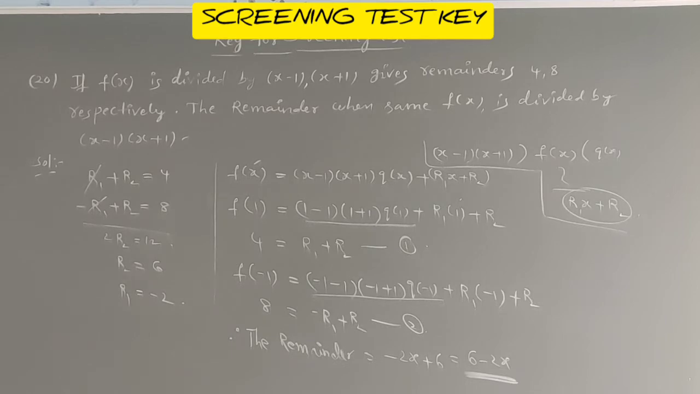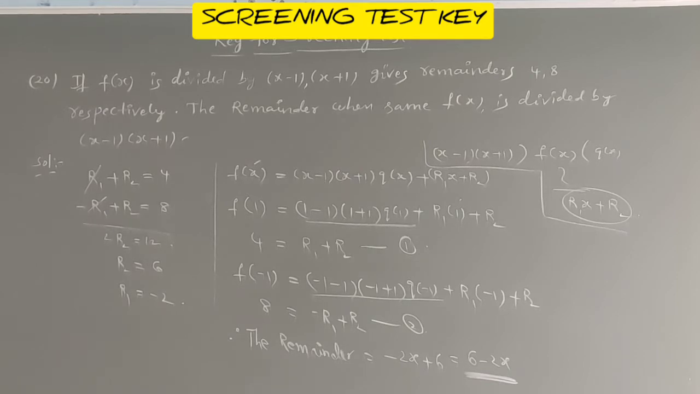My f of x is divided by x minus 1 and x plus 1 individually. The remainders are 4 and 8 respectively. The same f of x is divided by x minus 1 into x plus 1. Then what is the remainder? If it is divided by x minus 1, f of 1 is the remainder. If it is divided by x plus 1, f of minus 1 is the remainder. Okay, f of 1 is 4, f of minus 1 is 8.